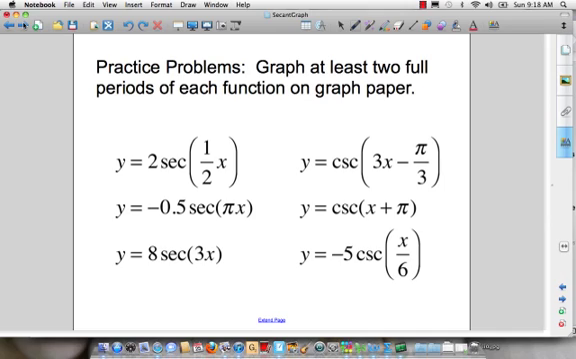Here are 6 functions for you to practice, 3 secant and 3 cosecant. In every case, what you're going to do is just replace the secant with cosine, or the cosecant with sine, and graph that cosine or sine wave first, and then you base your secant or cosecant graph on that.